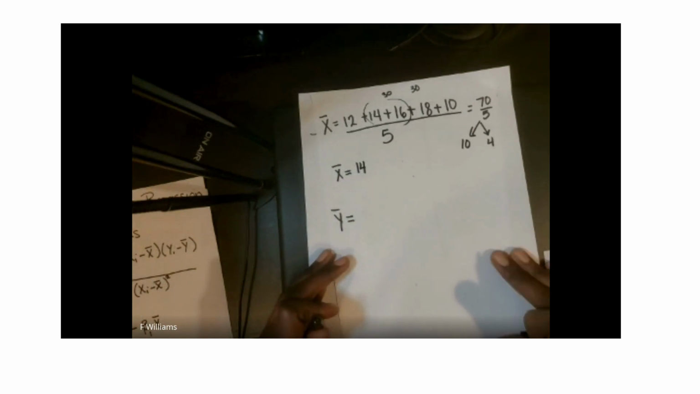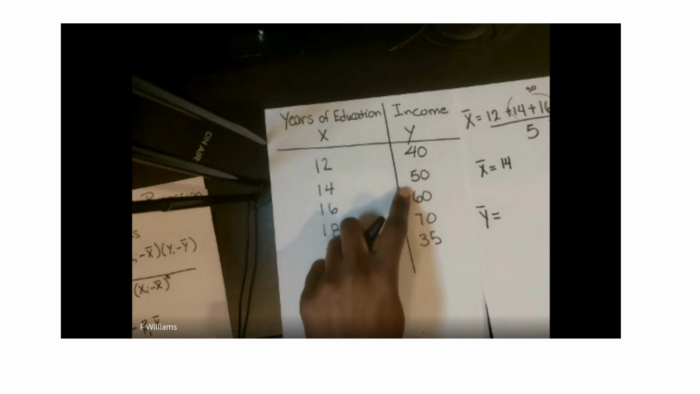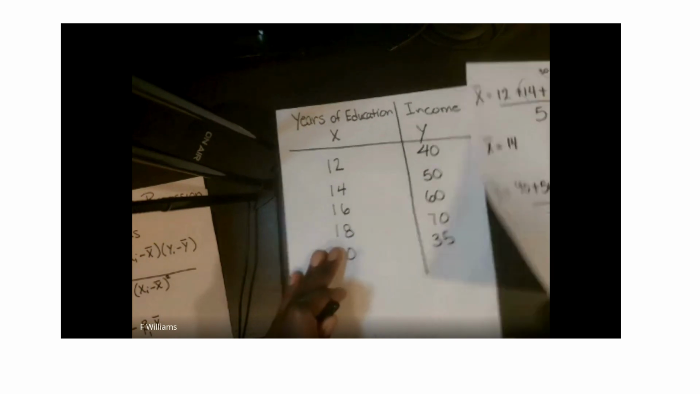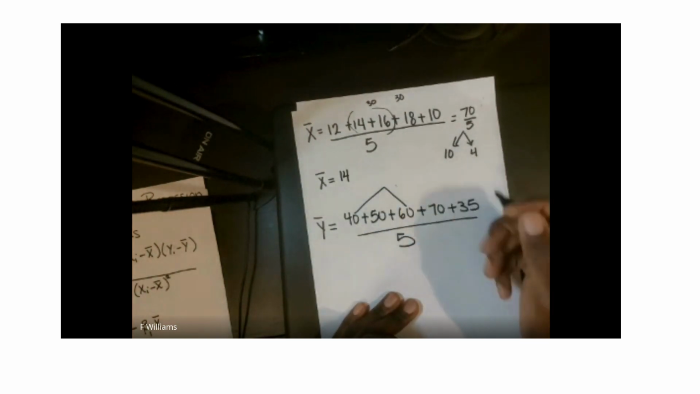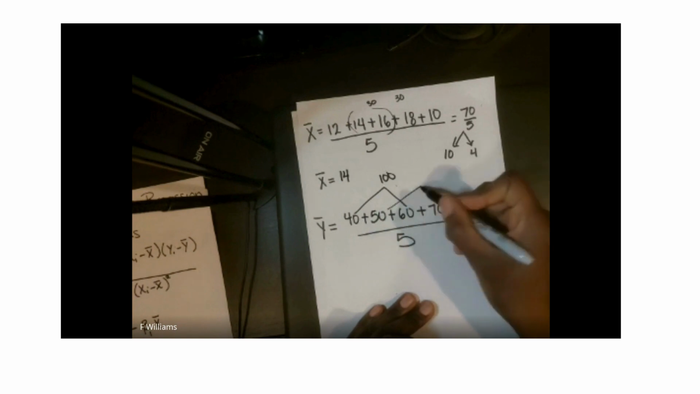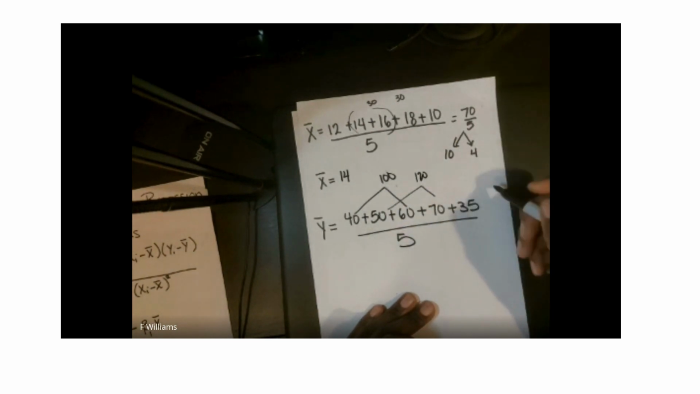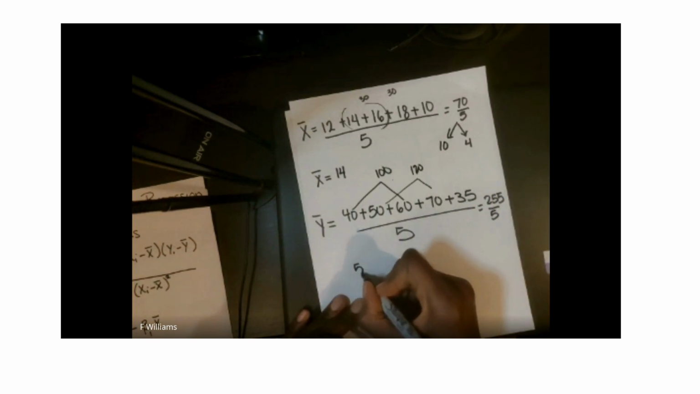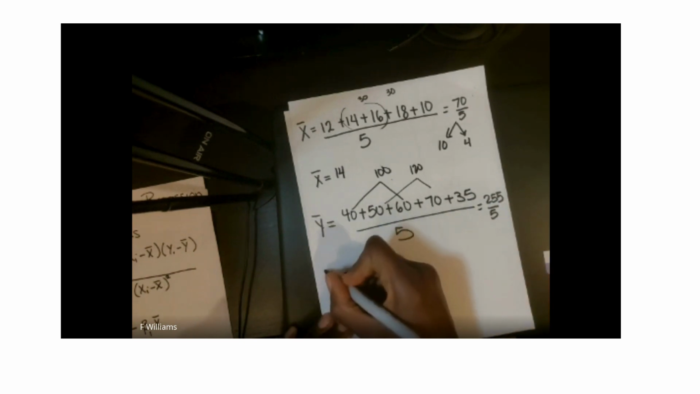Now let's calculate y bar. We do it the same way. We're just going to add up the income and divide it by the total number of incomes. We have 40 plus 50 plus 60 plus 70 plus 35, divided by 5. 60 and 40 together make 100. We have 70 and 50 together, which gives us 120. So we have 220 plus the 35, which is 255. So we have 255 divided by 5. 5 will go into 25 5 times, and into 5 once. So here you have y bar is equal to 51.